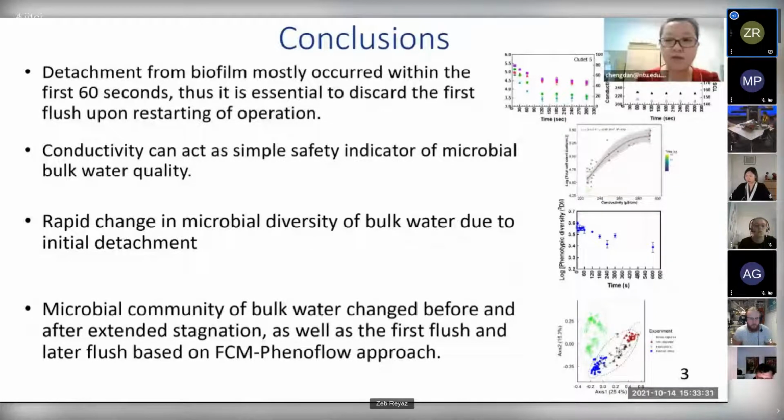Bulk water samples taken during the flushing experiment provide additional evidence that the reopening of public buildings after extended stagnation can lead to the potential exposure of consumers to higher numbers of total and viable bacteria, as well as a significantly different microbiome during the first minute of opening.